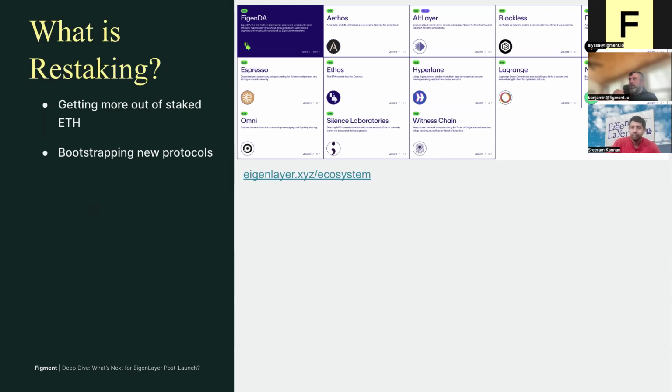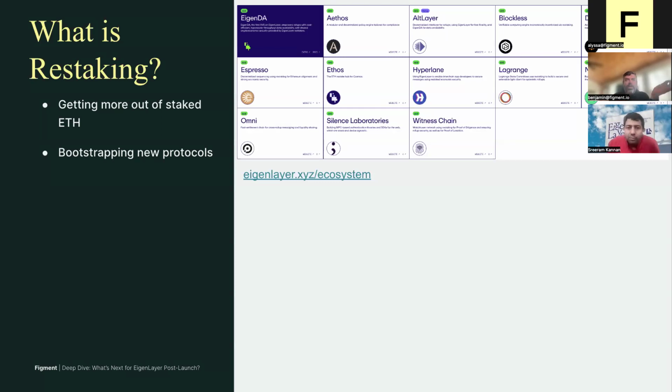You can tap into folks that are already staking, already engaged in the behavior that you want for your protocol, and you don't have to recreate that. You can essentially tap into that pool. And for folks on the call, the slide here is just a sampling of some of the so-called actively validated services or AVSs that are being built on EigenLayer. We'll have more to say on that in a bit.